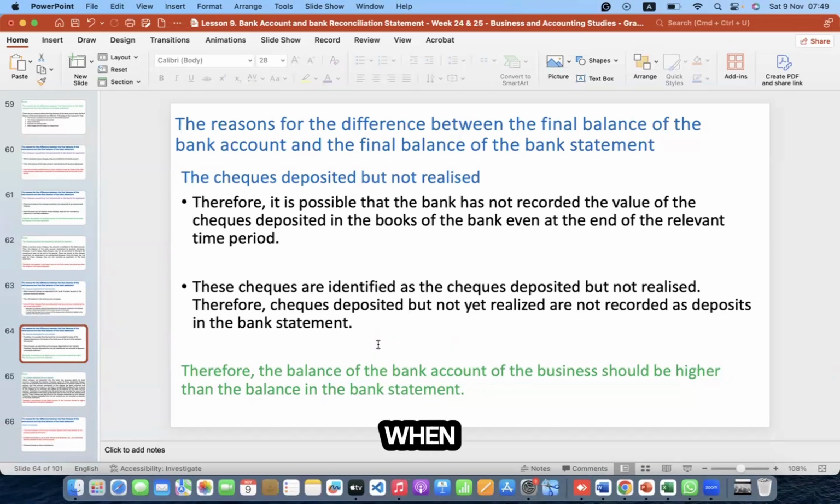Okay, then when the checks are deposited and not realized, what is happening is the balance in the bank account is higher, whereas the bank statement balance is lower. මොකද අපි bank account එකේ අපේ business එකේ bank account එකේ අරක record කරා. නමුත් bank statement එක ගත්තොත් මේක realization එකට යන කාලය නිසා ඒක bank statement එකේ record වෙන්නේ නැහැ. Because of that reason, bank account balance is higher, whereas bank statement balance is lower.